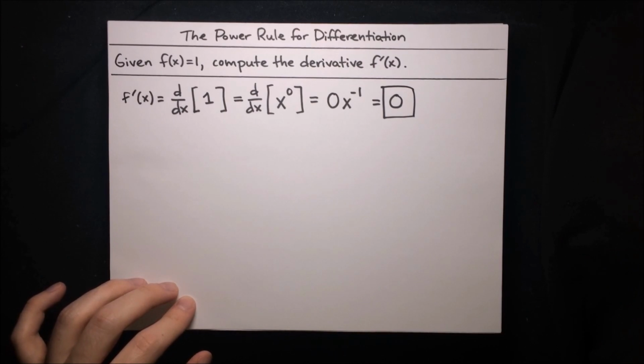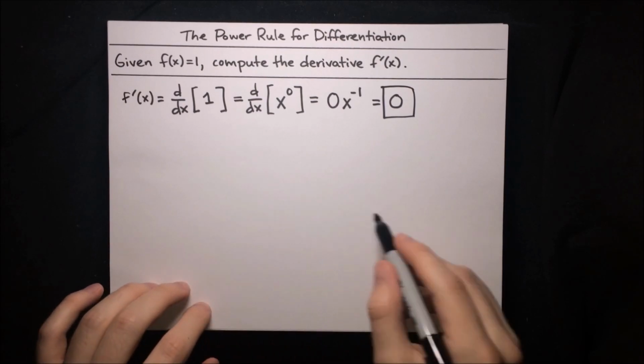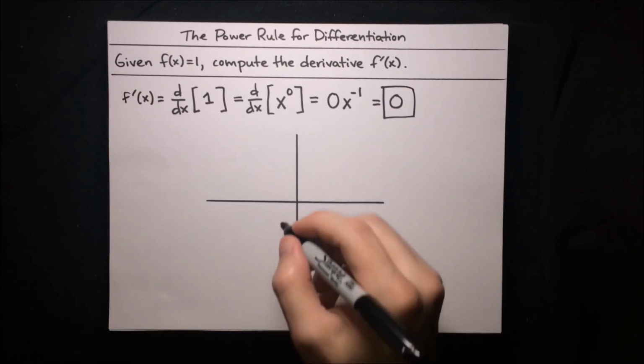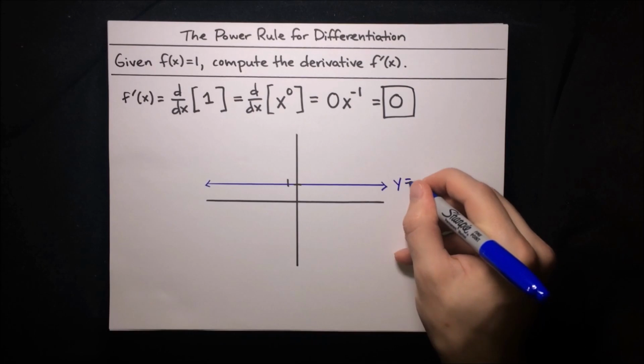There's also another way to think about this problem, which leads us to the same answer but might seem a little bit more intuitive, and that is to remember that the derivative is just the slope of the tangent line. So if we draw a graph of f of x, which is always just equal to 1, so that's like y equals 1, let's go ahead and draw that line. So that's the line y equals 1.